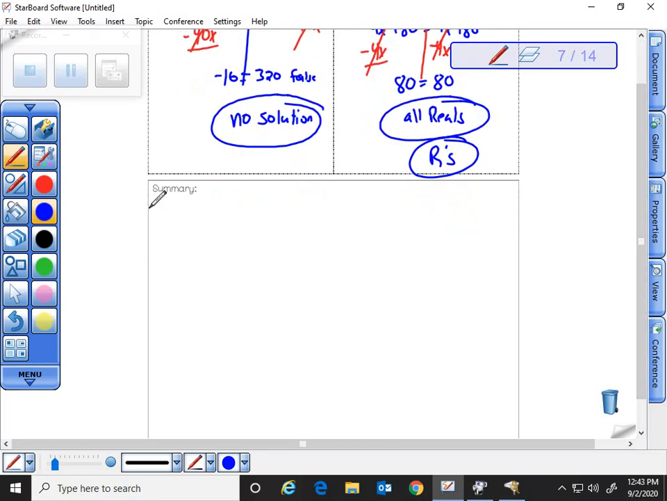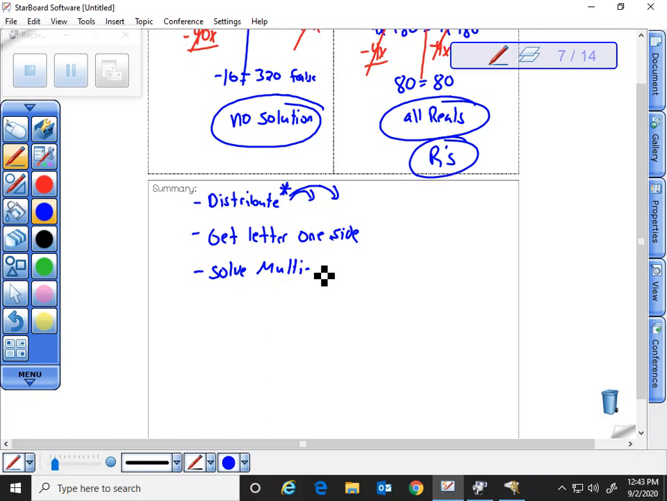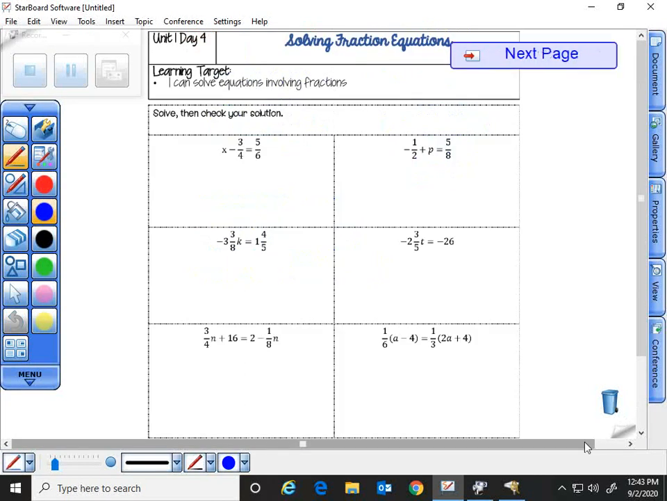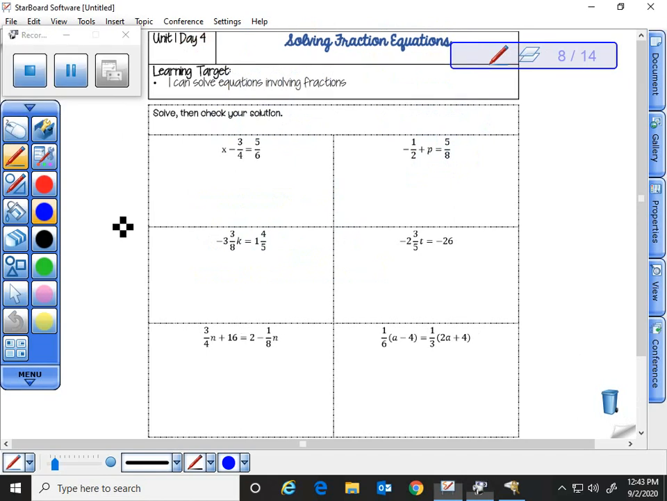All right, summary. With grouping, you distribute the number throughout the parentheses by multiplying. You get the letter, or the variable, on one side. And then you solve the multiple step equation. Like so. There you go.